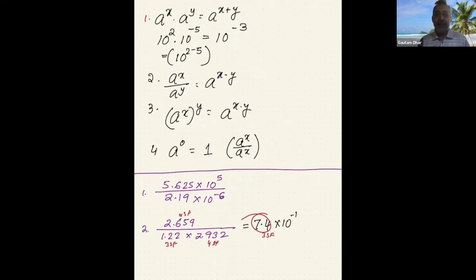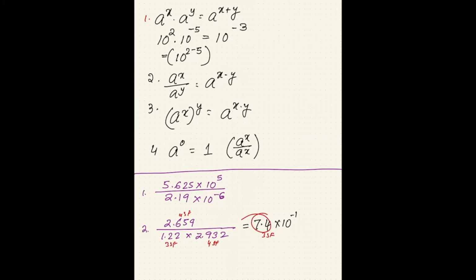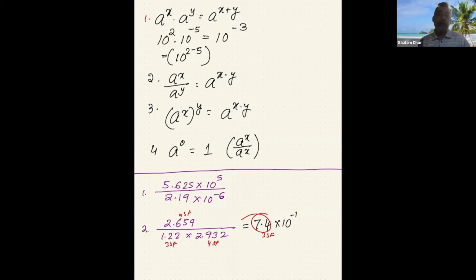And the same applies for the first one now. So first one, what is the number of significant figures in the top? It will be 3 as well because the bottom one is 3, right? Yes. So now we do the math.